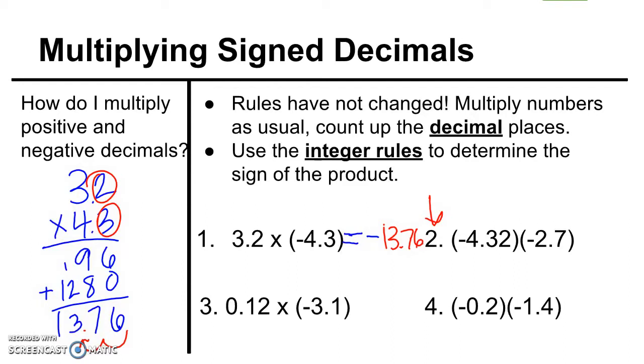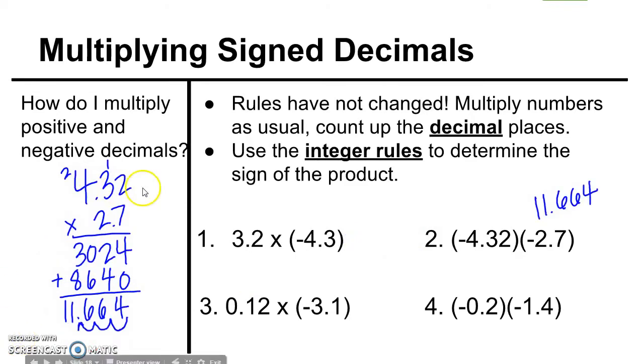Try number 2 now on your own. Hit play when you're ready to check your answer. All right, I have my work over here for the multiplication. I got 11664, and then I counted 1, 2, 3 numbers to the right of the decimal, so you scoot 1, 2, 3 times: 11.664, and it would be positive since the signs are the same.